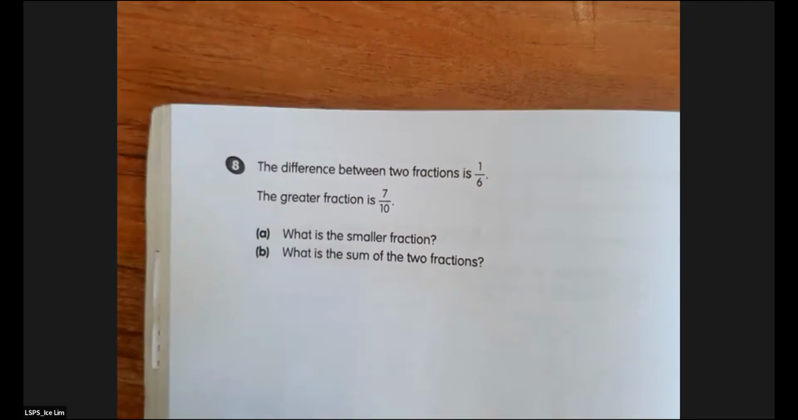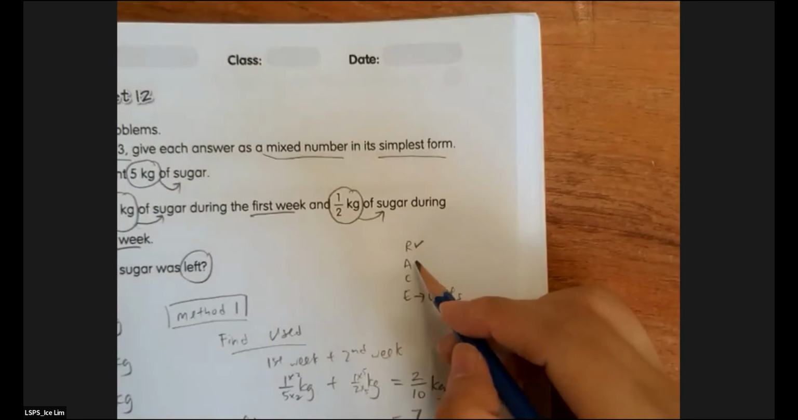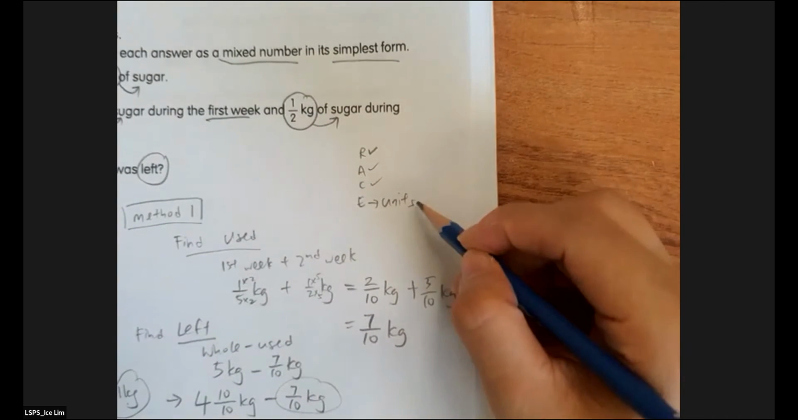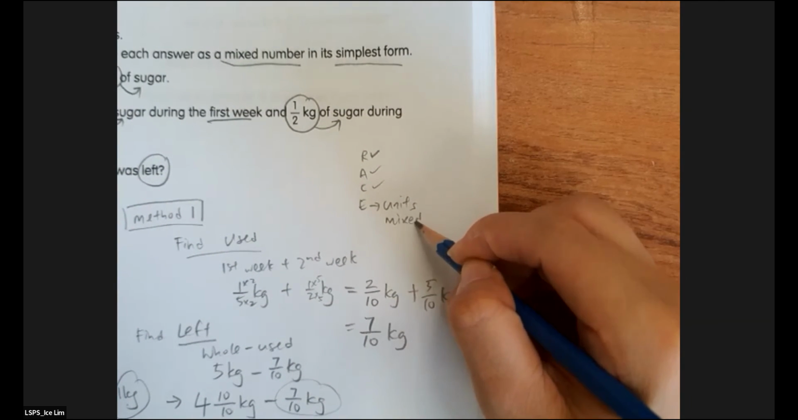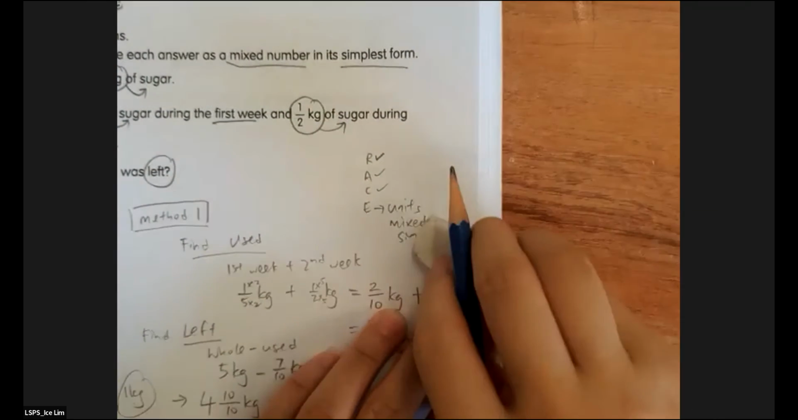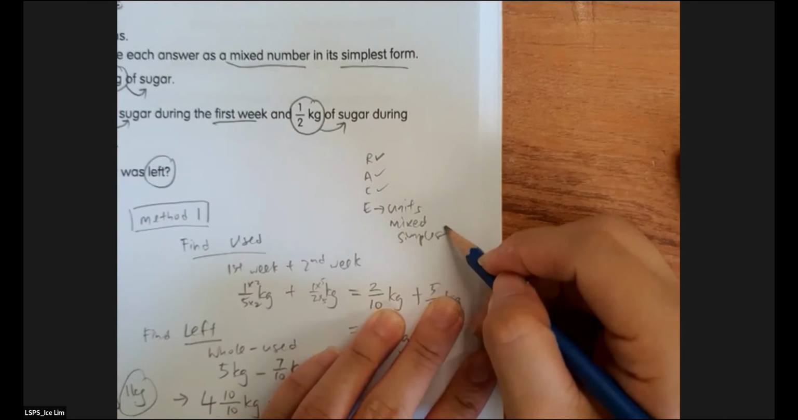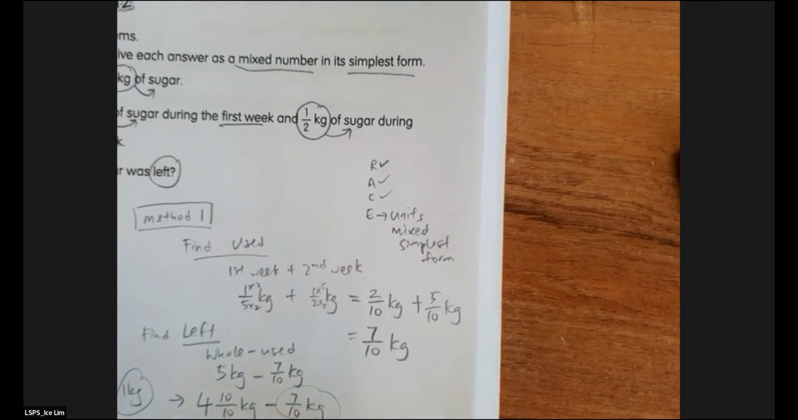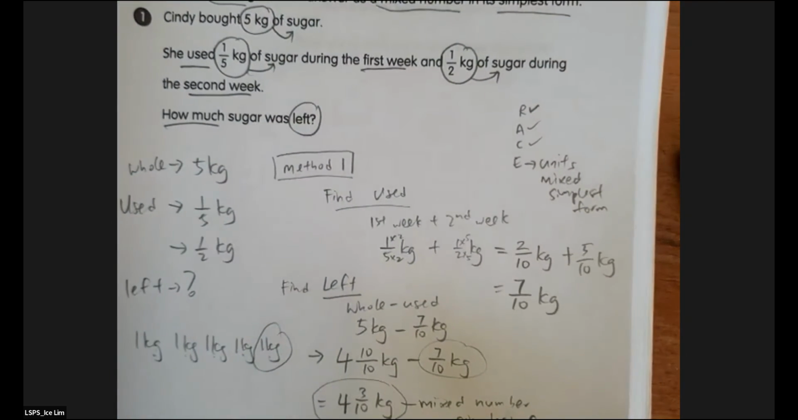Oops, I forgot to check my RACE just now. Check my units. Check for mixed number, simplest form. Okay, so there are more things to check at the evaluation step for RACE.